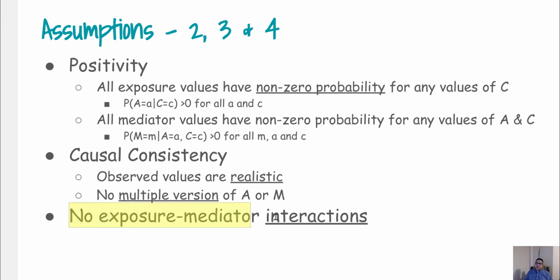Also, we assume here, and this is something that we do not really take into account in our propensity score model because we don't need to, that there is no interaction between the exposure and mediator variable. If there is some sort of interaction going on, then this kind of analysis would not really give you the best estimates.